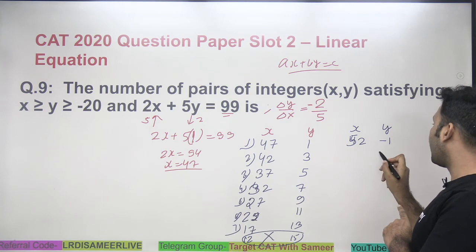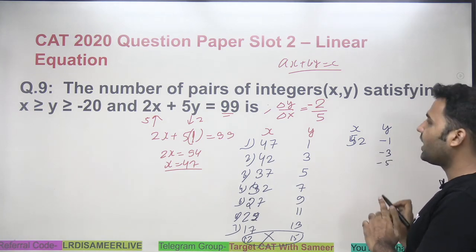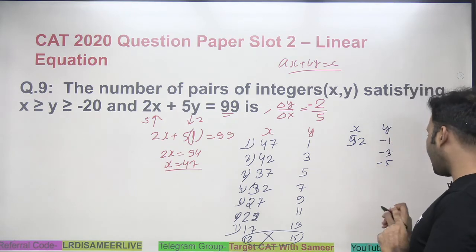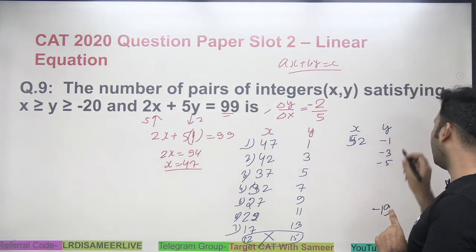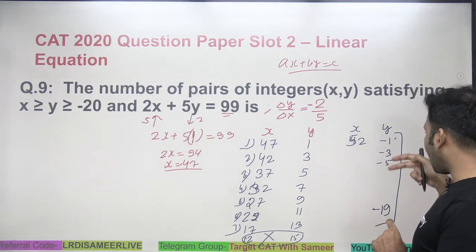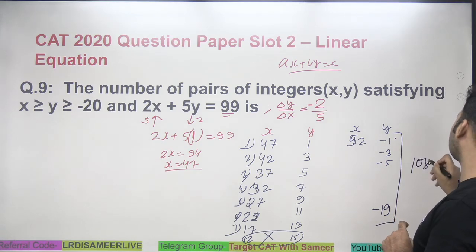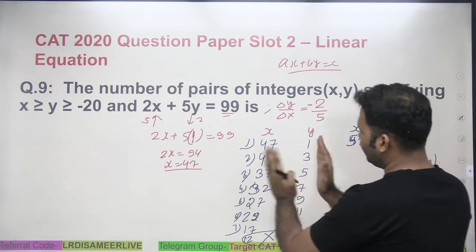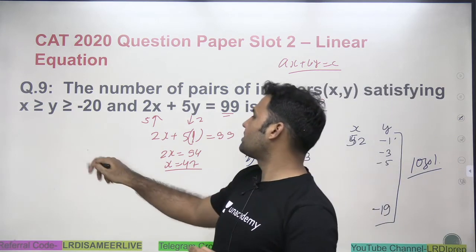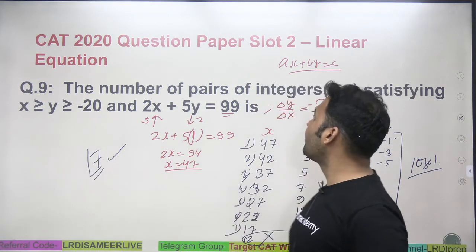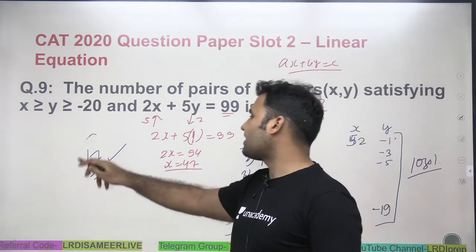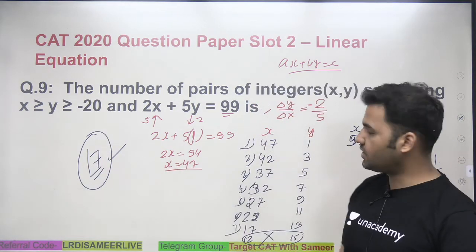I just need to see from -1, -3, -5, till -90. If I want y to be greater than or equal to -20, the last solution will be -19. So 1 to 19 with a gap of 2, I'll have 10 solutions. So 10 solutions here, 7 solutions here, the answer is 17 solutions. The number of pairs of integers x, y that satisfy the equation will be 17. That's the correct answer of the question.